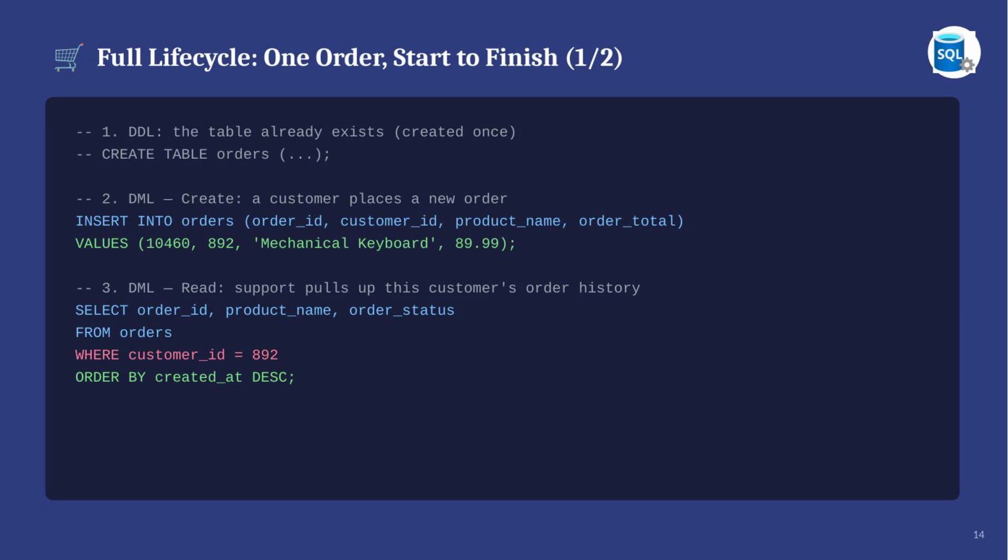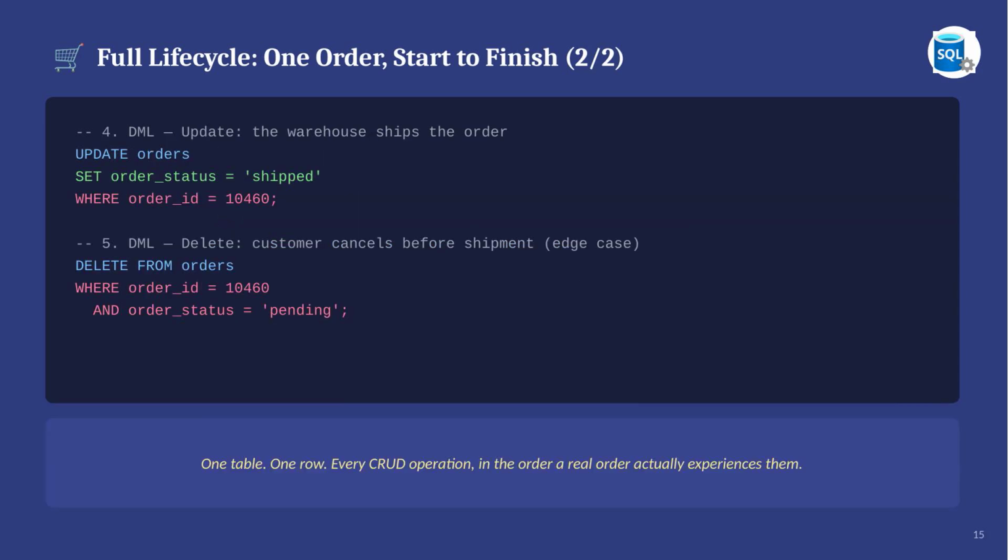Let's walk through one order's entire lifecycle, start to finish, using everything we've covered. The table already exists, created once, using DDL. Step 1 in the data's actual life. A customer places a new order, that's DML, create, an insert statement adding the new row. Step 2. Support pulls up this customer's order history, that's DML, read, a select statement filtering by customer ID and ordering by most recent.